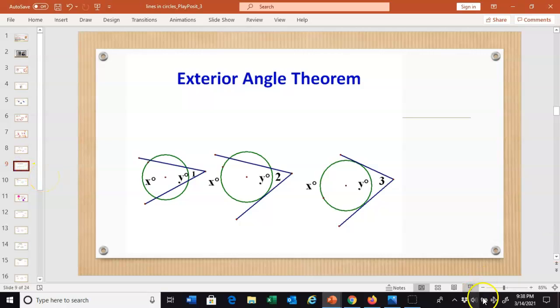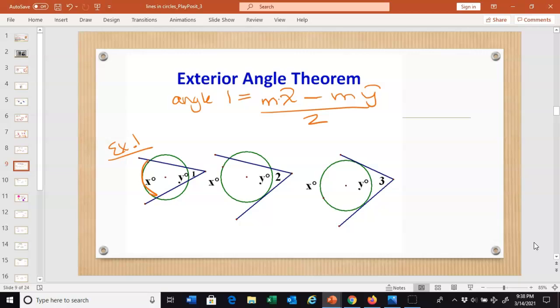So let's get to the theorem. That's going to be the part that we want, right? The part that we need. So in order to find any of these missing pieces, I'll just show you with example 1 here. We're going to do angle 1 equals, this time, because the angle is outside the circle, we're actually going to subtract them. So the measure of arc, we can call this x, minus the measure of arc y, divided by 2. So you take the outside arc minus the inside arc and divide by 2.